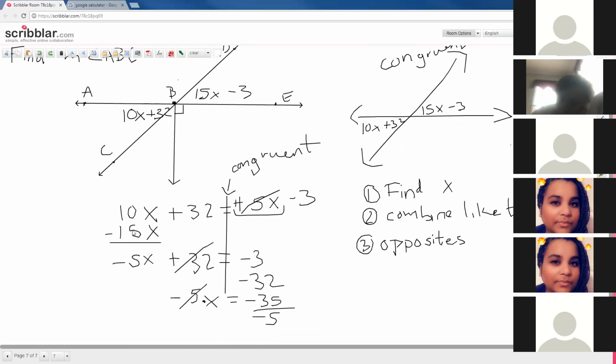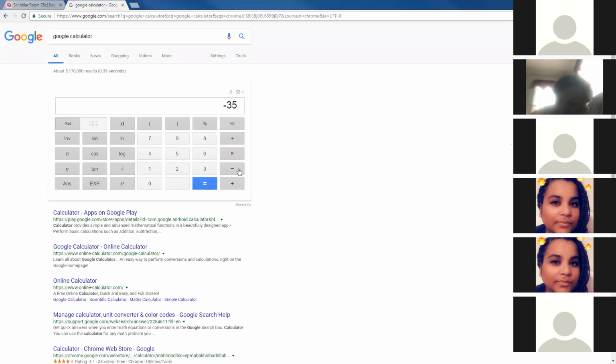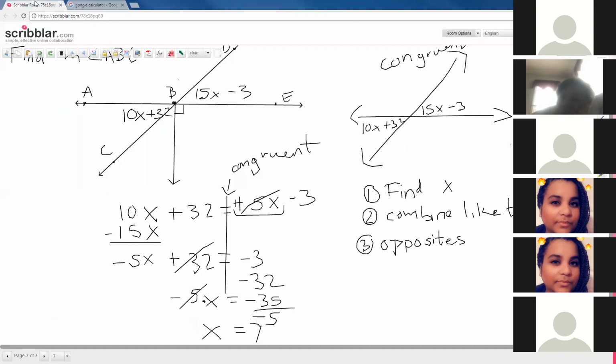So that gives us positive 7. And again, if you need to plug it into a calculator, throw it out first. Gives us that positive 7. Now, on all the other problems that said to find x, you're done. We've found x.